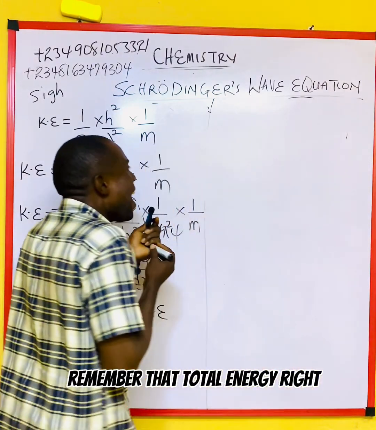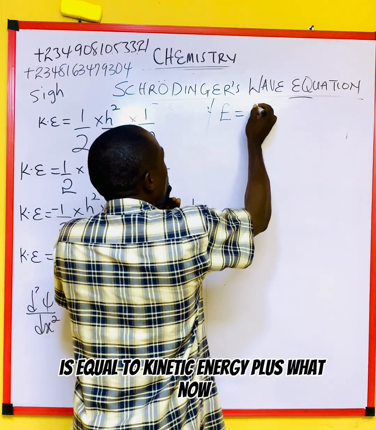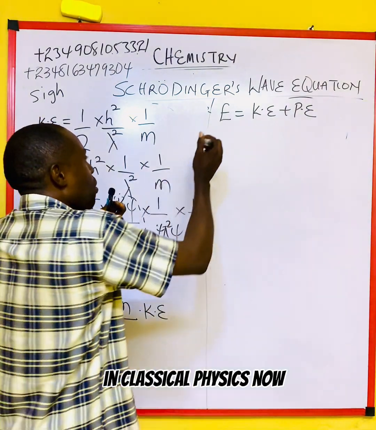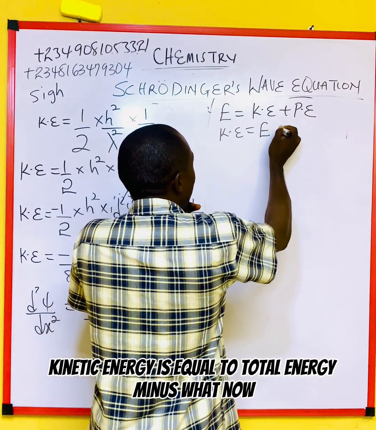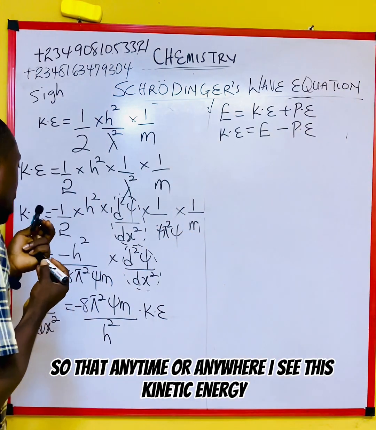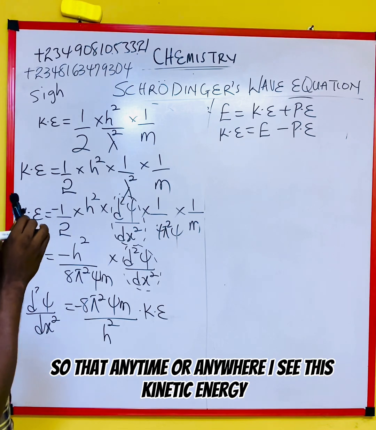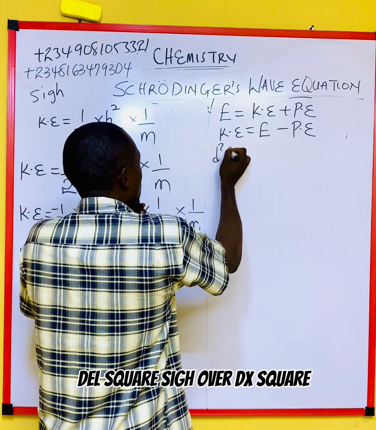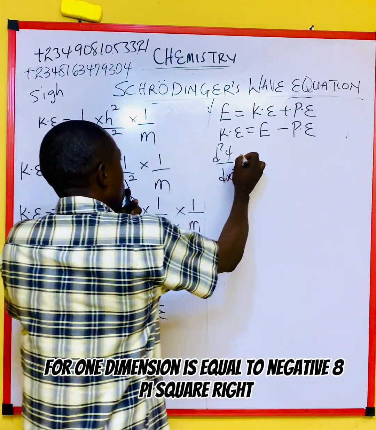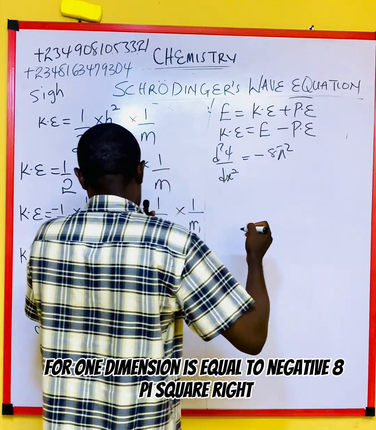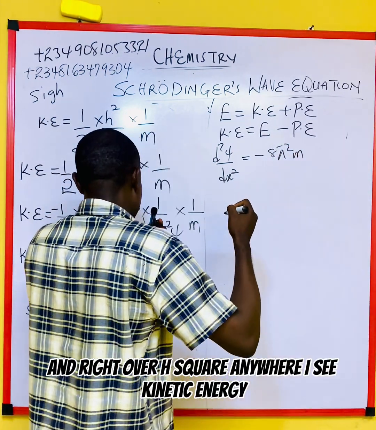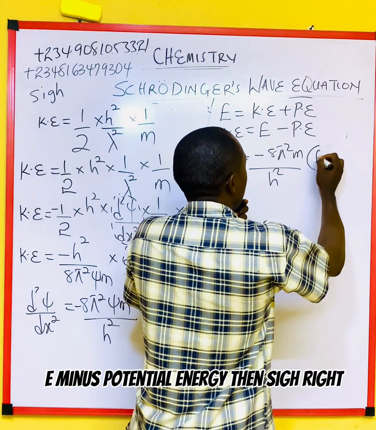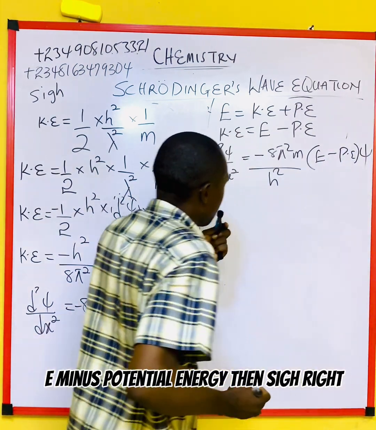Remember that total energy is equal to kinetic energy plus what now? Potential energy, in classical physics. Now, kinetic energy is equal to total energy minus what now? Potential energy. So that anywhere I see this kinetic energy, I substitute this one here. So here now becomes d squared psi over dx squared for one dimension is equal to negative 8 pi squared m over h squared. Anywhere I see kinetic energy, I put it to now be E minus potential energy, then psi.